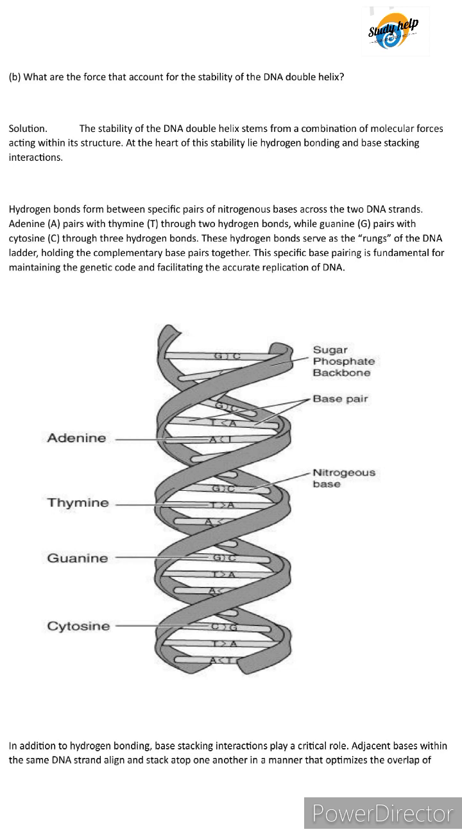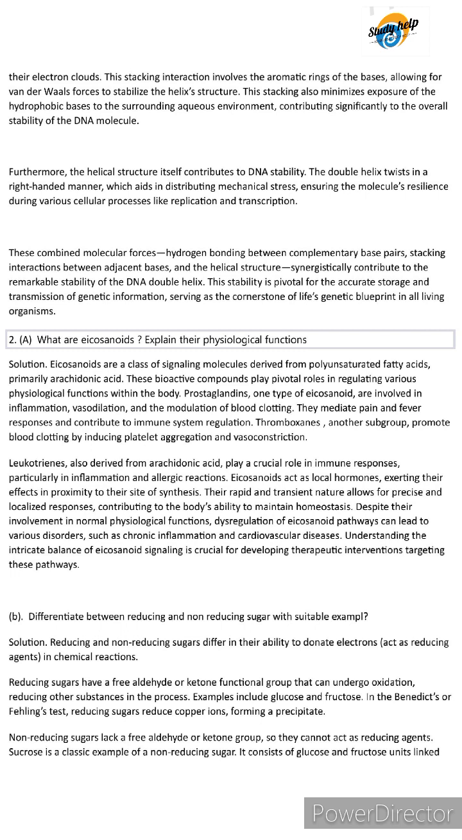This specific base pairing is fundamental for maintaining the genetic code and facilitating the accurate replication of DNA. In addition to hydrogen bonding, base stacking interactions play a critical role. Adjacent bases within the same DNA strand align and stack atop one another in a manner that optimizes the overlap of their electron clouds. This stacking interaction involves the aromatic rings of the bases, allowing for van der Waals forces to stabilize the helix structure.